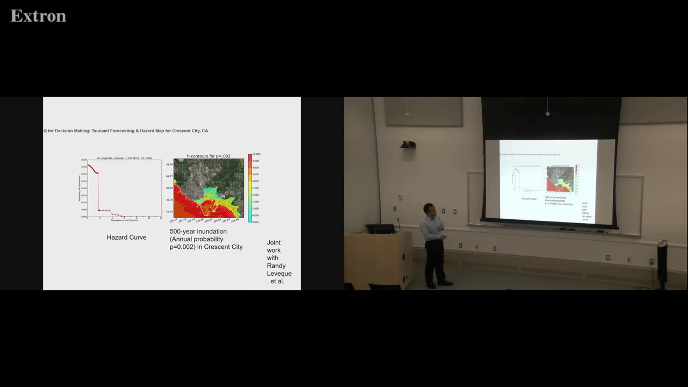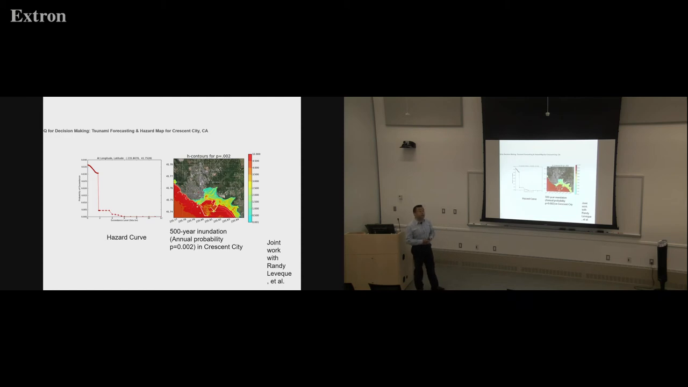So this is a map of the Crescent City coastline. You want to know which areas have a higher probability of getting flooded. That way you can put more resources on the locations that have a high probability of getting flooded. So that's how we build a hazard map in the probability sense.